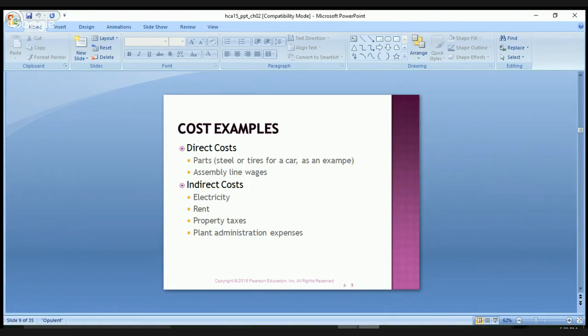So your indirect cost could be the electricity for the plants, the rent for the plants, property taxes, and plant administration expense. Why do you think I can't tie that directly to a car? If I've got a sales office up there someplace, that's gotta be allowed for. So that's part of the plant administration. They're up there recruiting dealers and whatever. So they have expenses. What about a plant manager? Why couldn't I directly tie that to a vehicle?